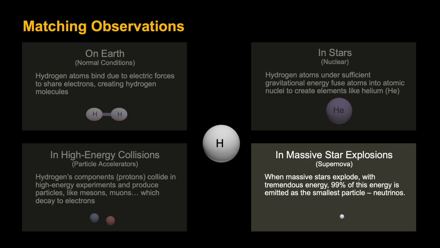And one more thing from observations. When a large star, much bigger than ours, explodes, there's tremendous energy in its last stages of life. 99% of that energy is emitted as neutrinos. All right, and that's what we're going to go through next so you can see it.